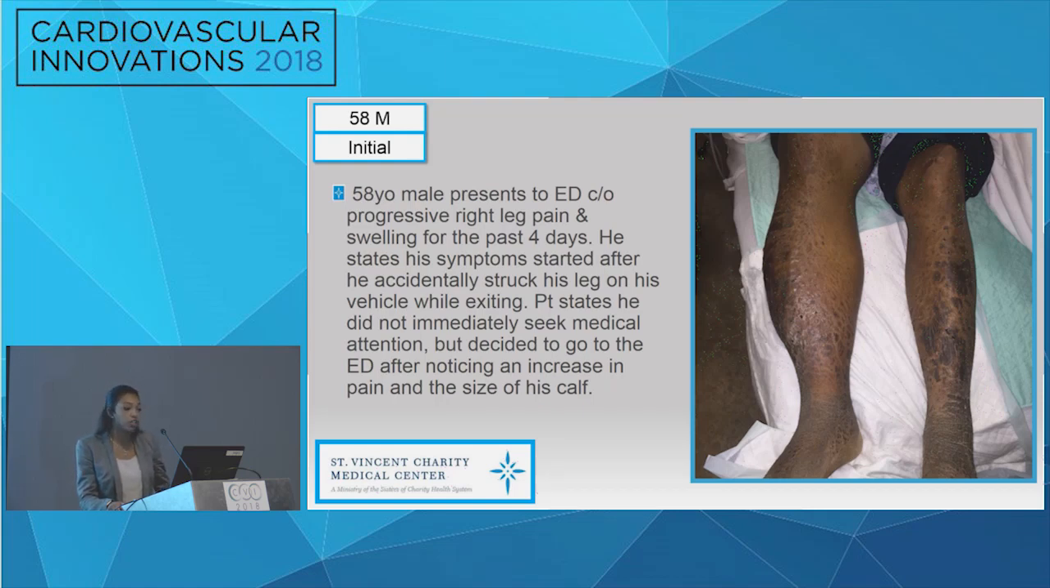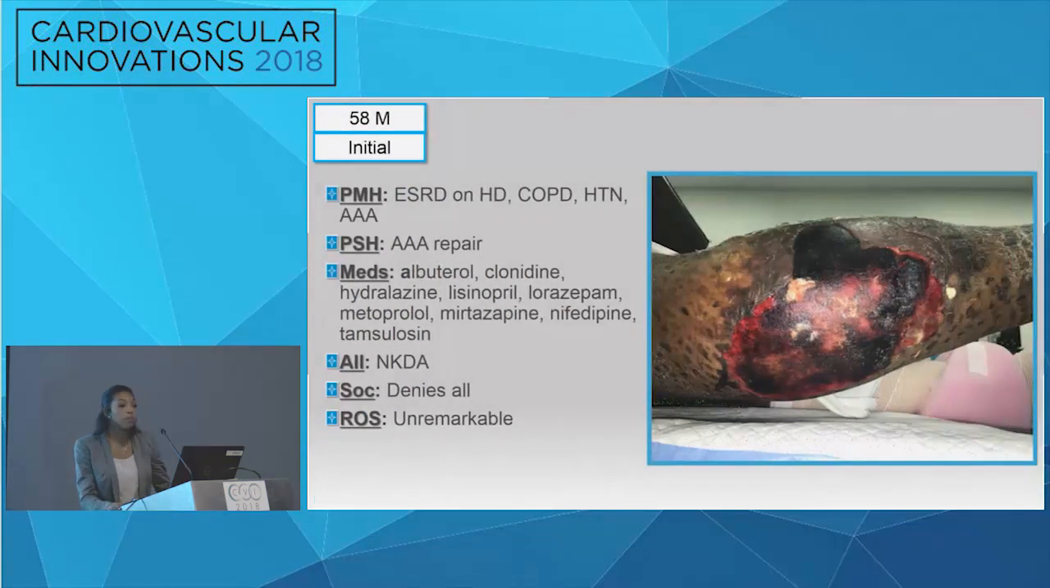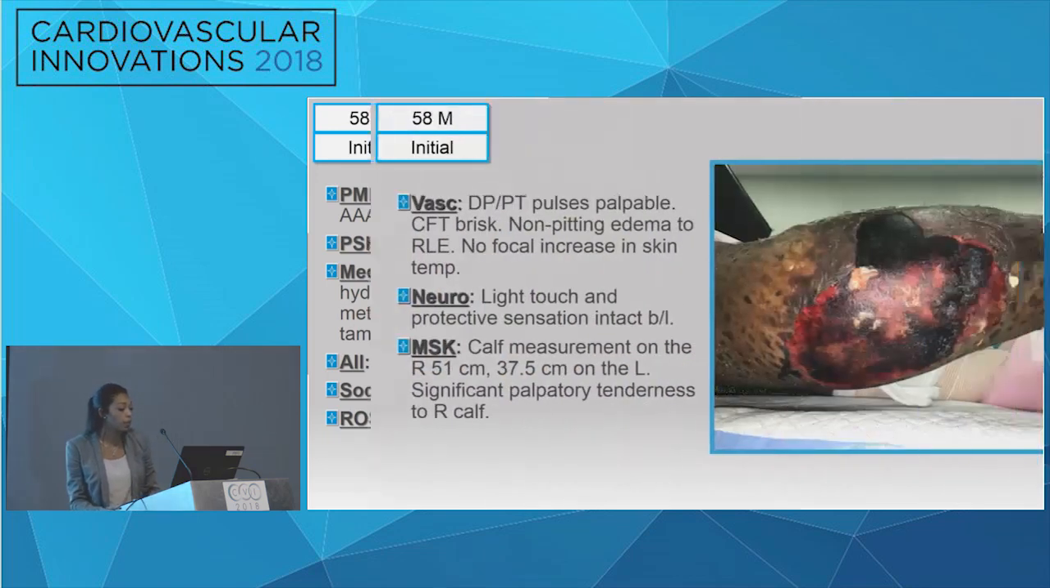However, he decided to come to the ED after noticing that the pain had increased and the swelling was becoming very uncontrolled. The patient has a past medical history of end-stage renal disease, on hemodialysis, COPD, hypertension, and a prior AAA with repair. His meds are listed below. He has no known drug allergies. He denies all social history, and his review of systems was largely unremarkable.